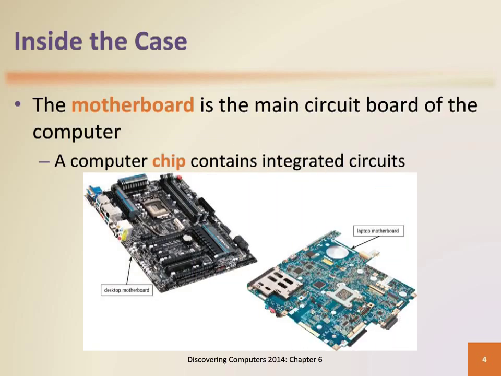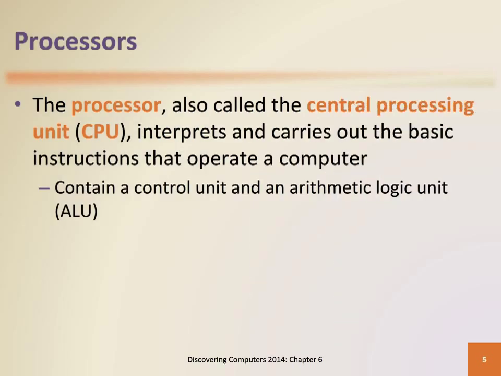The motherboard, or system board as it is sometimes called, is the main circuit board of the computer. The processor, also called the central processing unit, is the electronic component on the computer's motherboard that interprets and carries out the basic instructions that operate the computer.